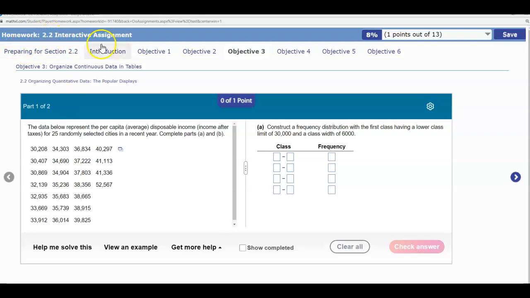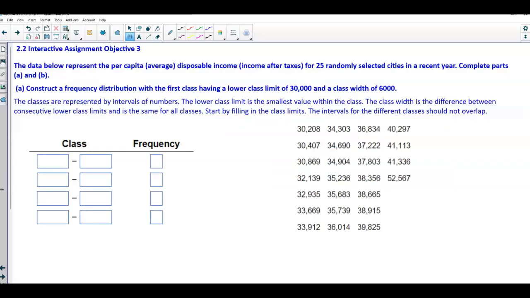Section 2.2 Interactive Assignment Objective 3. The data below represent the per capita average disposable income, which is income after taxes, for 25 randomly selected cities in a recent year. We're going to complete parts A and B. For part A, we want to construct a frequency distribution with the first class having a lower class limit of 30,000 and a class width of 6,000. So let's go ahead and do that.